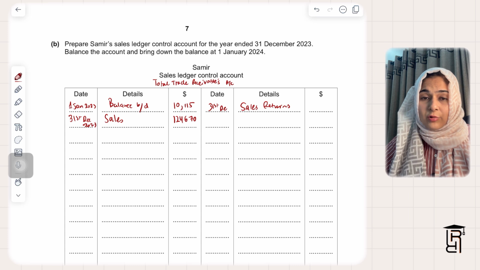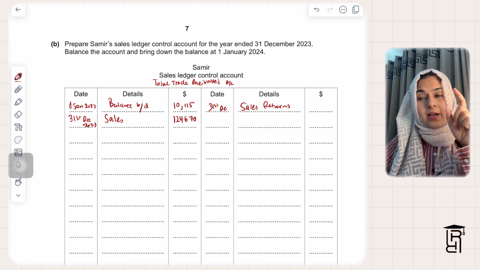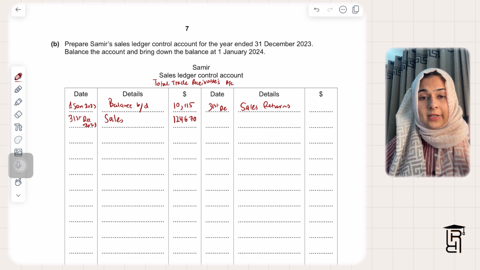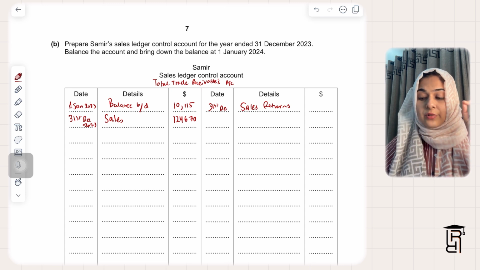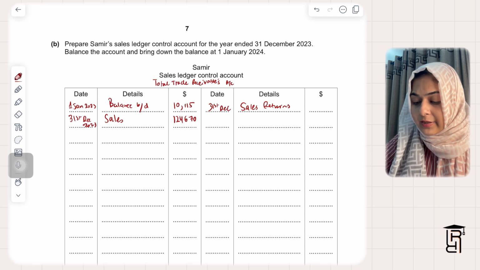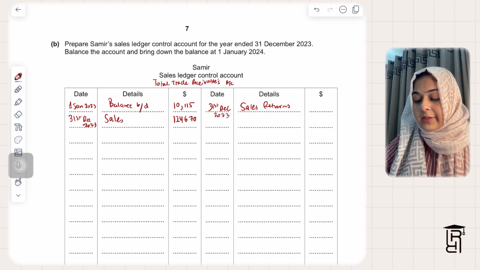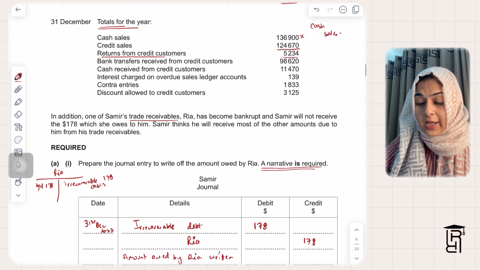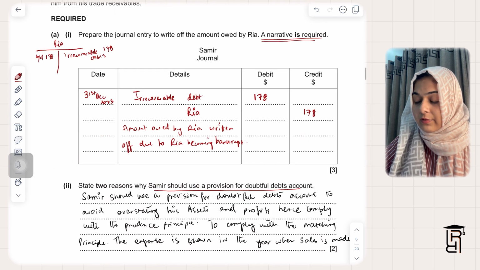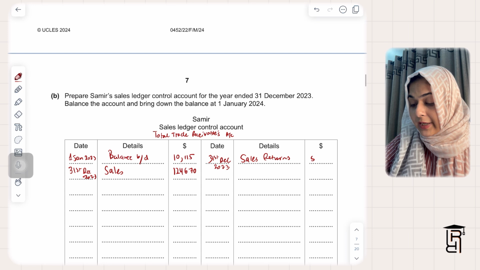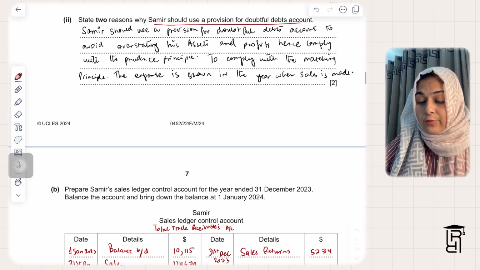So basically the account title is what you write in the details. Sales returns is the account title. You can't write returns from credit customers. You need to write sales returns here because sales returns is the account title. You'll write here 31st December 2023. The sales returns amount is 5234. So I'm going to write here 5234.